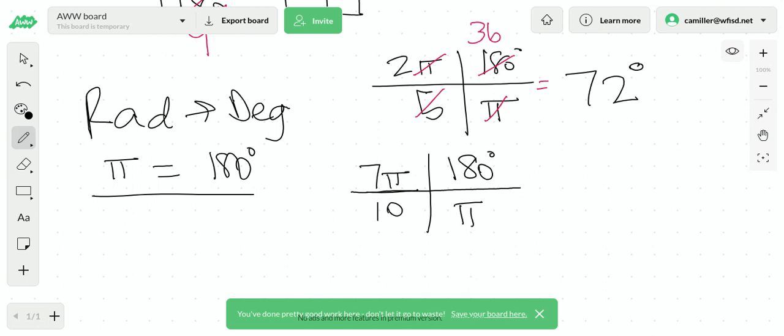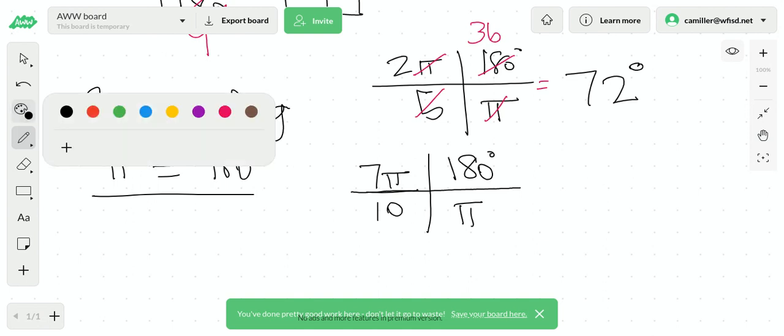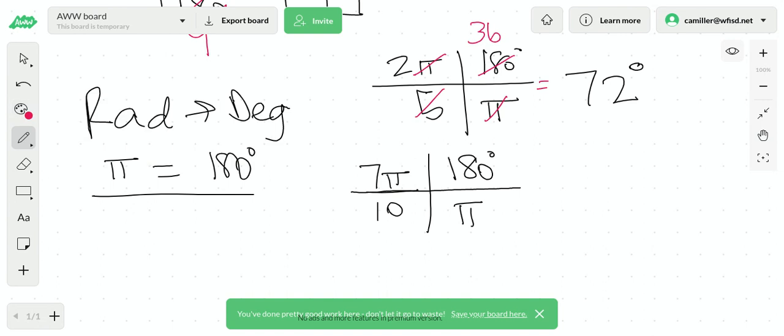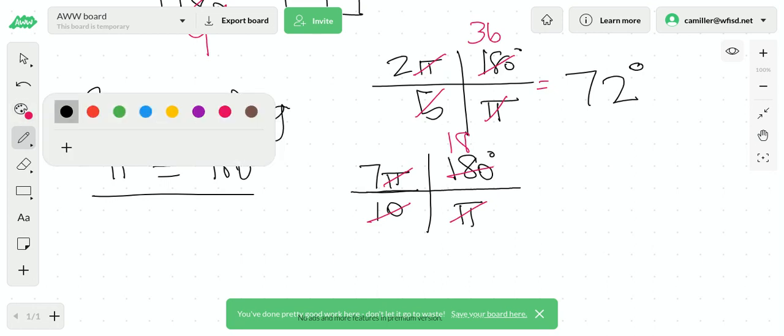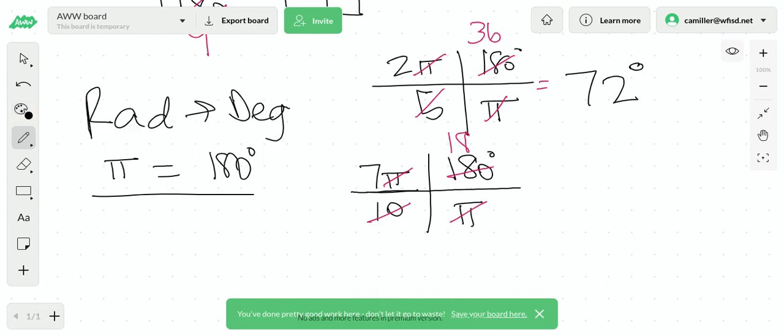But anyways, here we go. All right, so now we can reduce. We got 7 pi over 10 and 180 over pi. So my pi's can cancel out. 10 goes into 180 18 times. And notice our denominator is gone. So now we just need to multiply our numerator. So we have 7 times 18. Let's see, 70 and 56 would be 126 degrees.